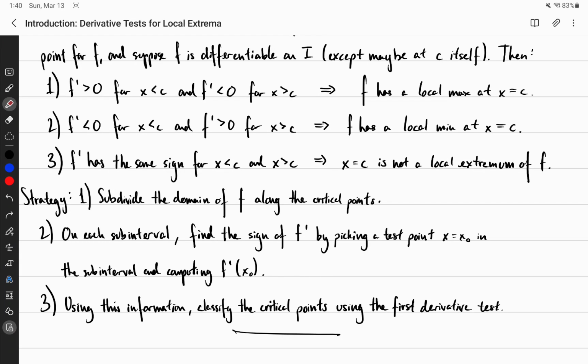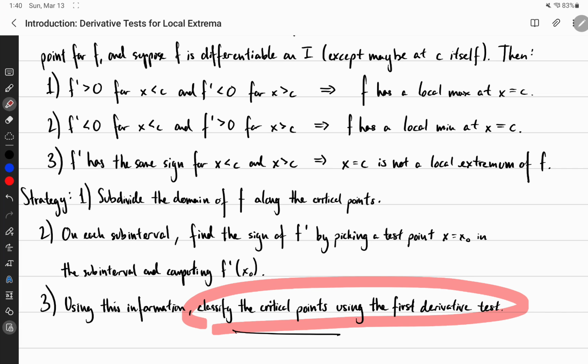The reason this works is because we already found all the critical points, which are all the places where the function's derivative could change sign. So actually picking any test point will do. And then now that you know the sign of f prime on each of these different subintervals, you can just classify the critical points using these criteria here of the first derivative test.